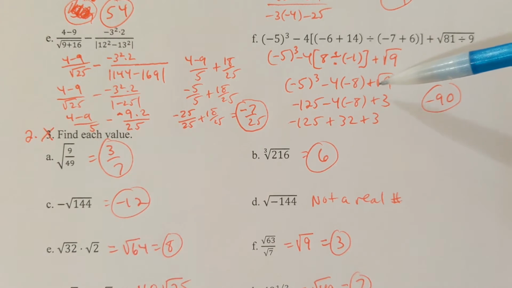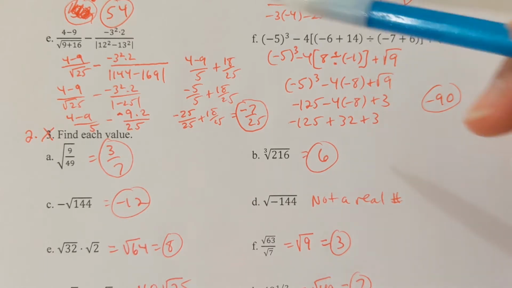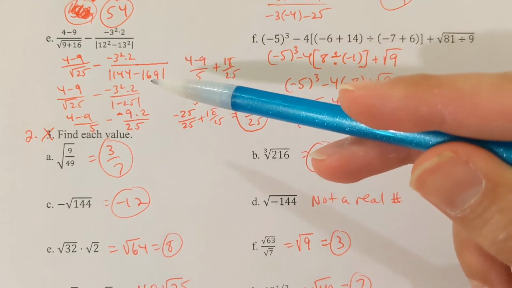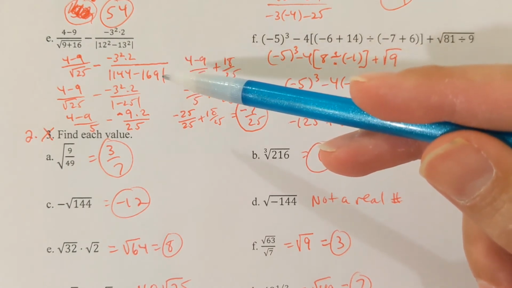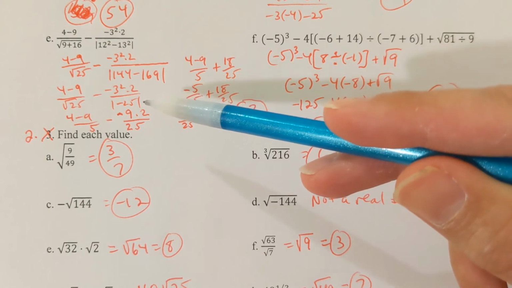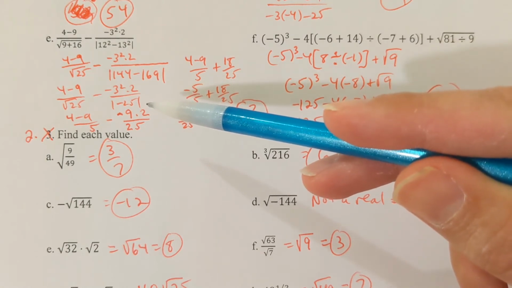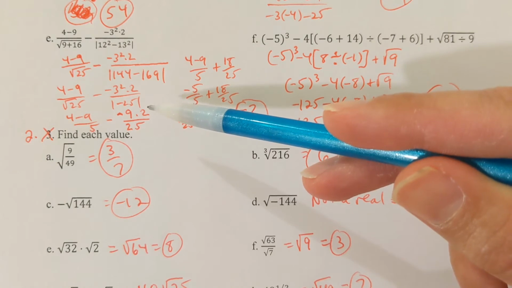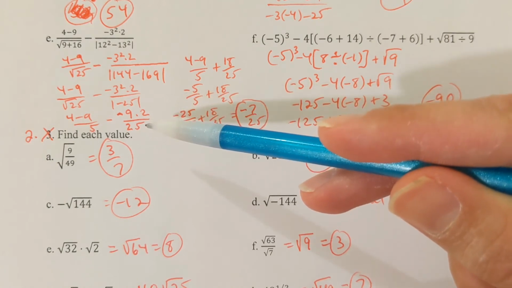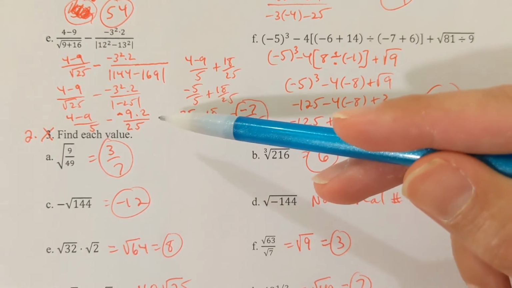The next one, 4 minus 9 divided by the square root of 9 plus 16 minus negative 3 squared times 2 divided by the square root of the absolute value of 12 squared minus 13 squared. Okay. 12 squared, 12 times 12, is 144. 13 squared, 13 times 13, is 169. So you get the absolute value of negative 25, which is 25.